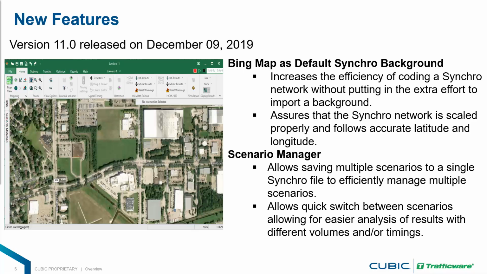Synchro 11 also allows you to quickly switch between scenarios. So if you have, let's say, AM peak and PM peak with completely different timing and volume, and you want to check how different one scenario is from another, we have a quick switcher so that you can easily switch between scenarios to compare them, okay?